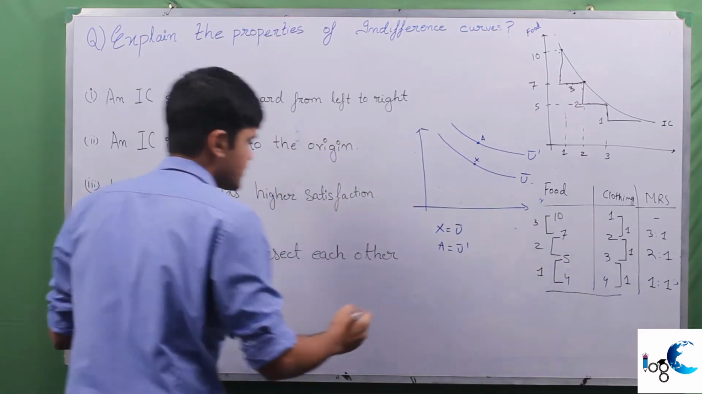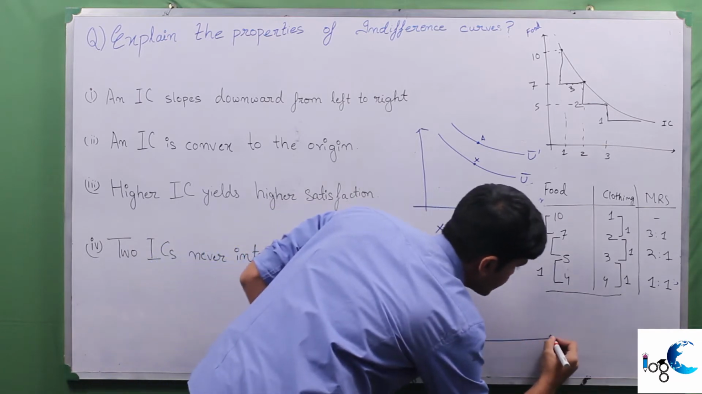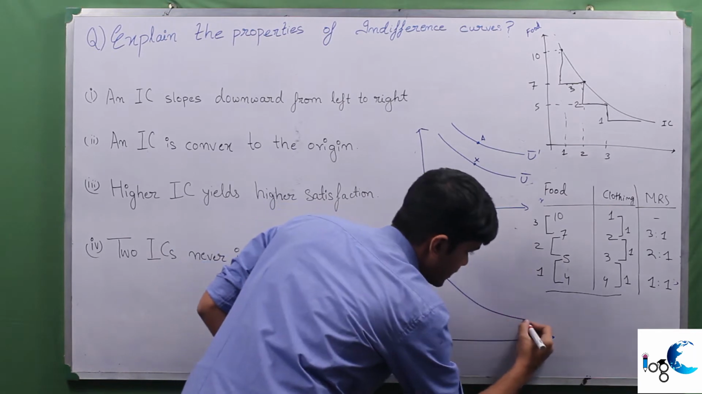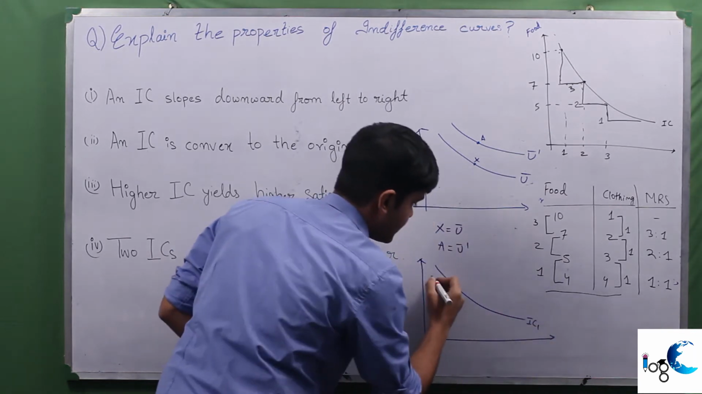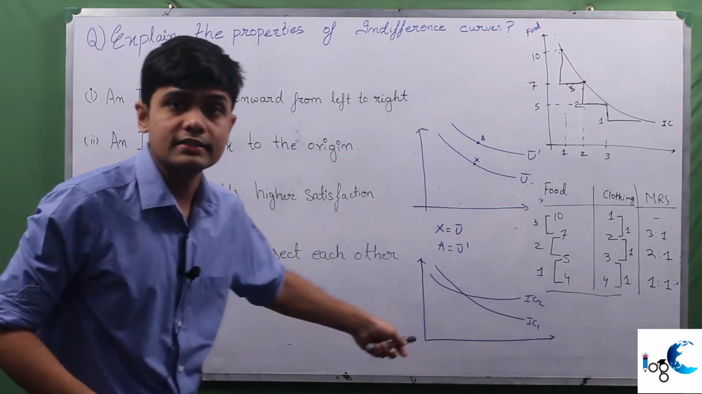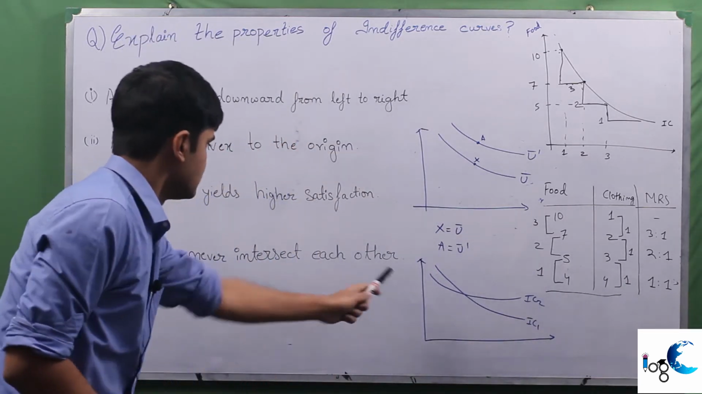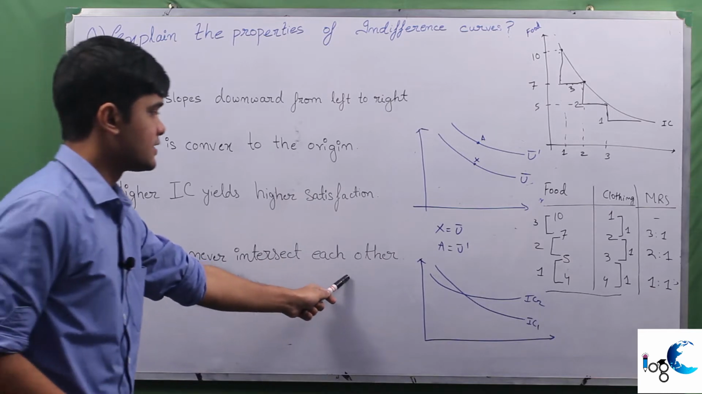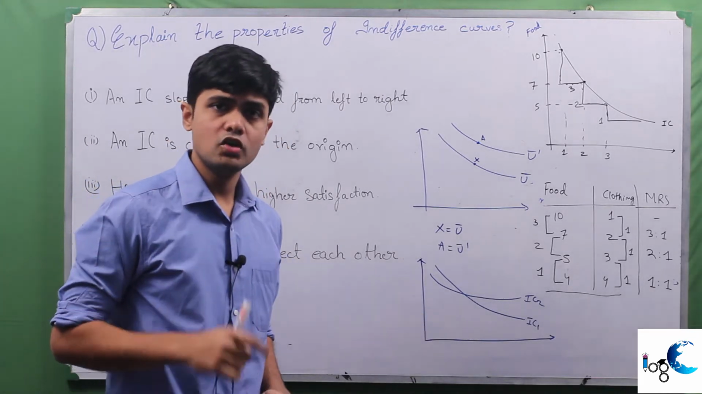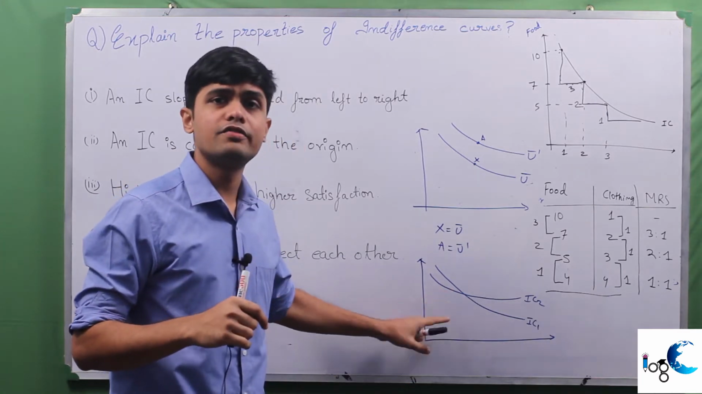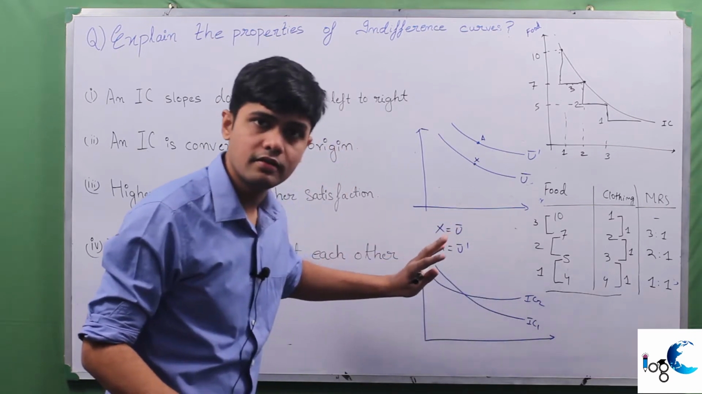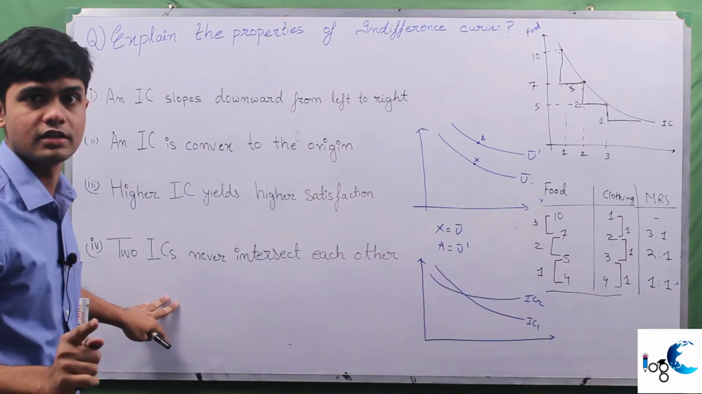So let us first see what happens if two indifference curves intersect each other. Suppose this is an indifference curve IC1. This is an indifference curve IC2. Now what are they doing? They are intersecting each other. But two indifference curves never intersect each other, so this is a contradiction. So what is the problem that we will face in this contradiction? If we face a problem, then we say that this is not possible. Then we come back to this: two indifference curves never intersect each other.